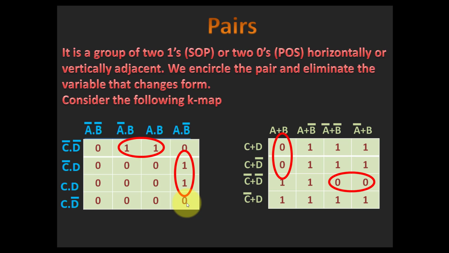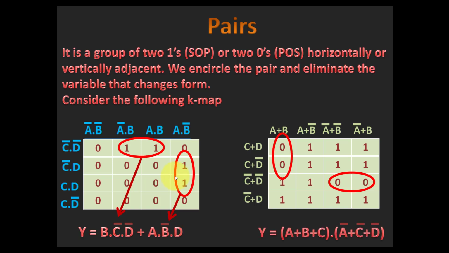Now how do we write the equation for this pair, in both cases? This is the equation of the first pair, B dot C bar dot D bar. In this particular pair we see B, C bar and D bar are not changing, A is changing. So A bar becomes A and the rest are the same. Whatever is changing, we eliminate. Now in the second pair, as we can see vertically, C bar and C, so C is changing. What is common is A bar dot B and D. So this is the equation of the pair.